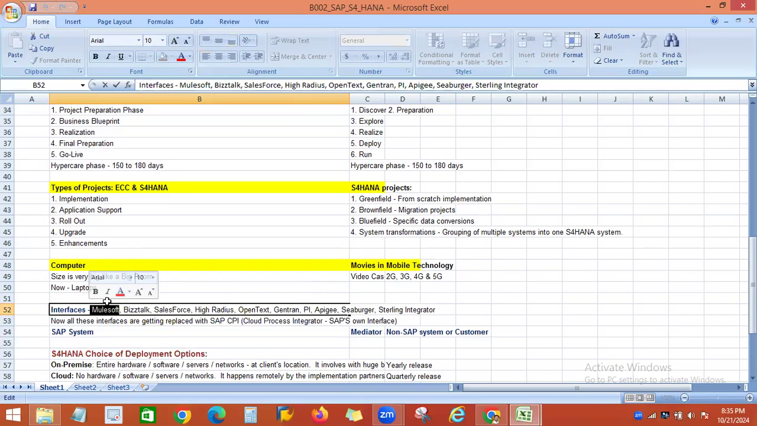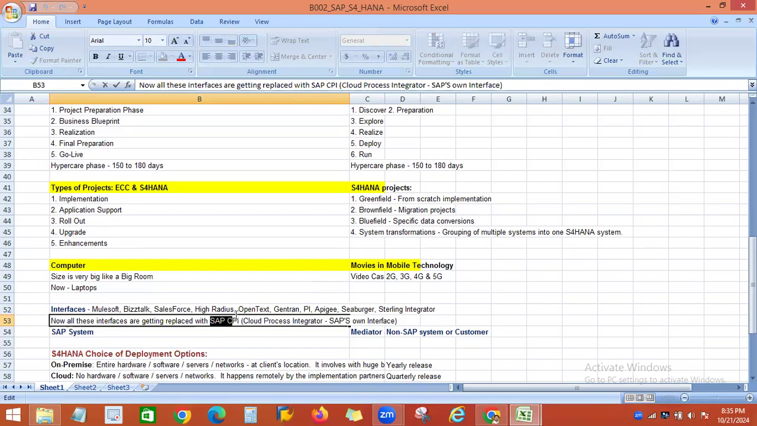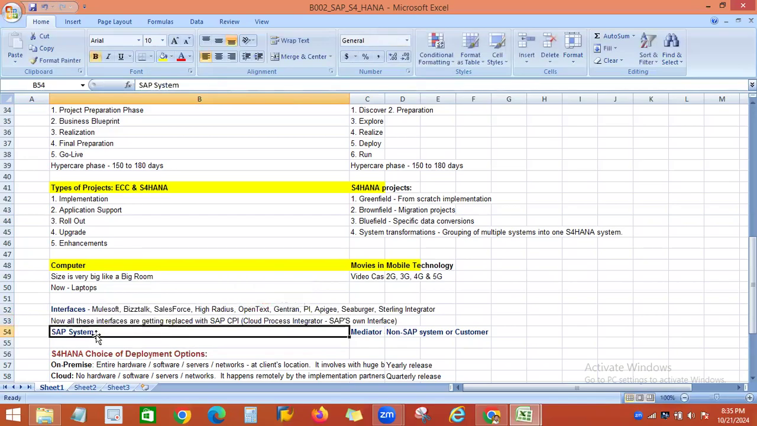So SAP has given a solution in such a way that if they use the SAP CPI, there is no dependency on other third-party application tools. Now all these interfaces are getting replaced with the SAP CPI. CPI stands for Cloud Process Integrator. And guys, please remember, these are SAP's own interfaces. There is no dependency on that. SAP has their own interfaces over there.